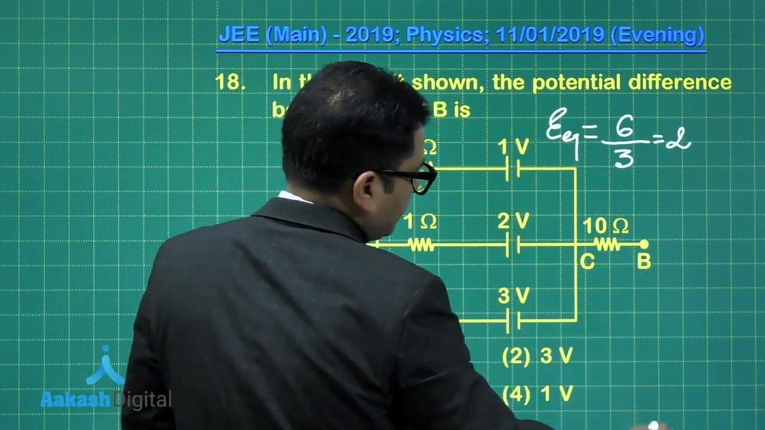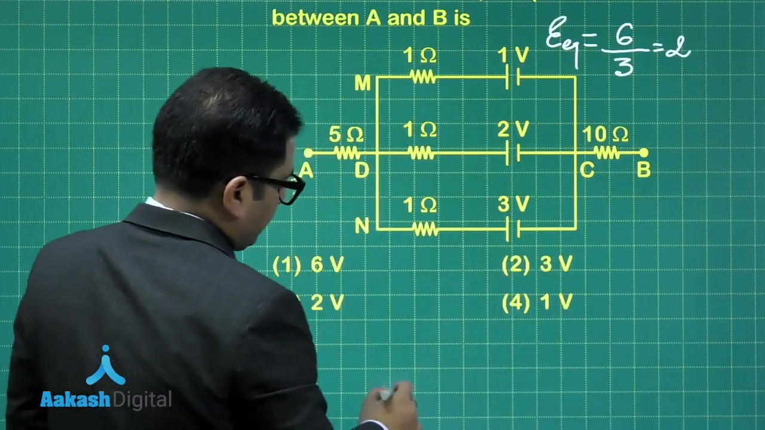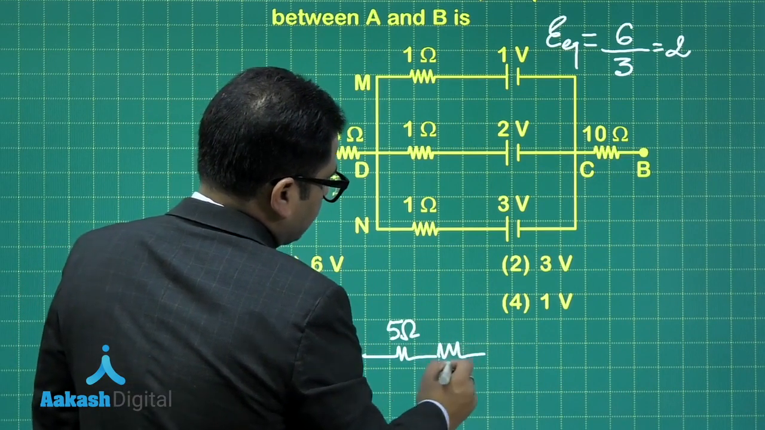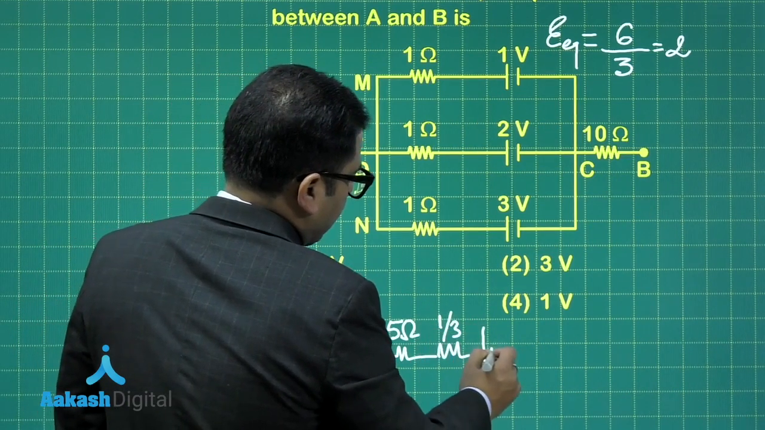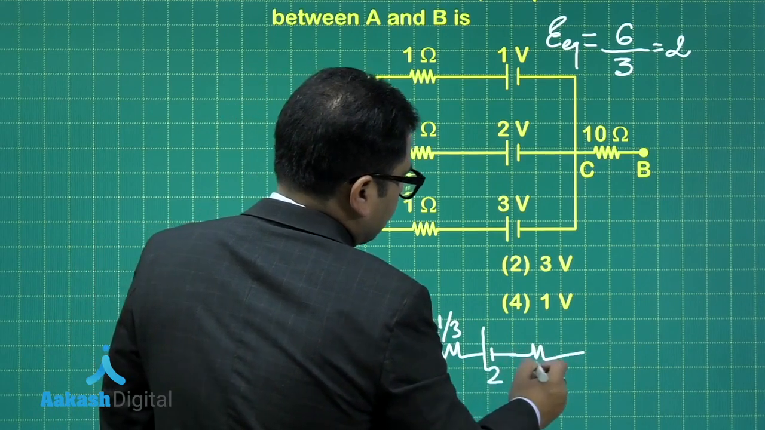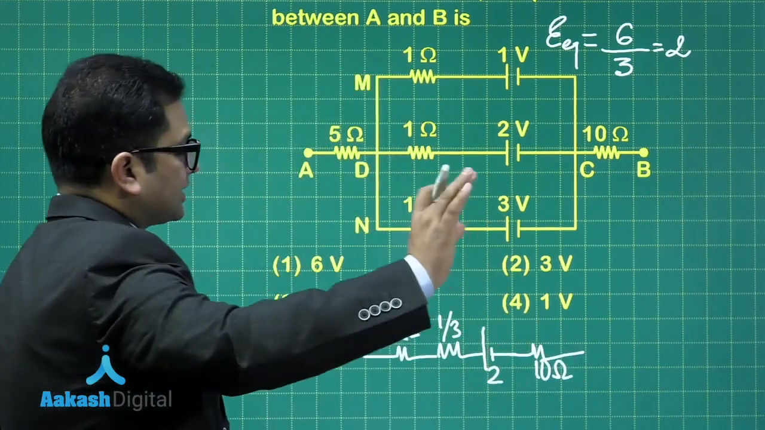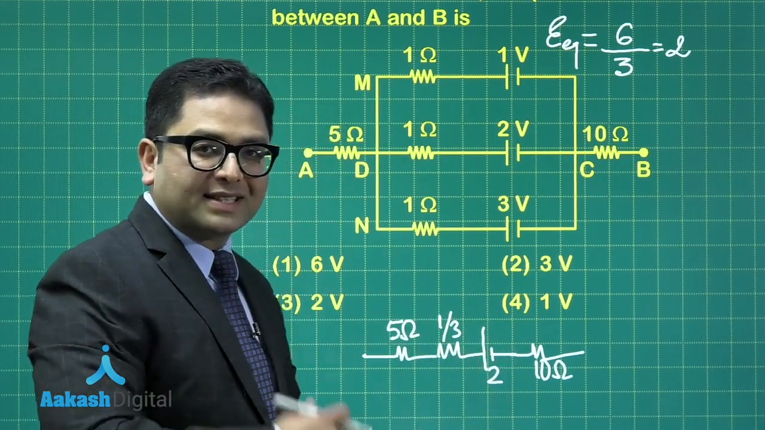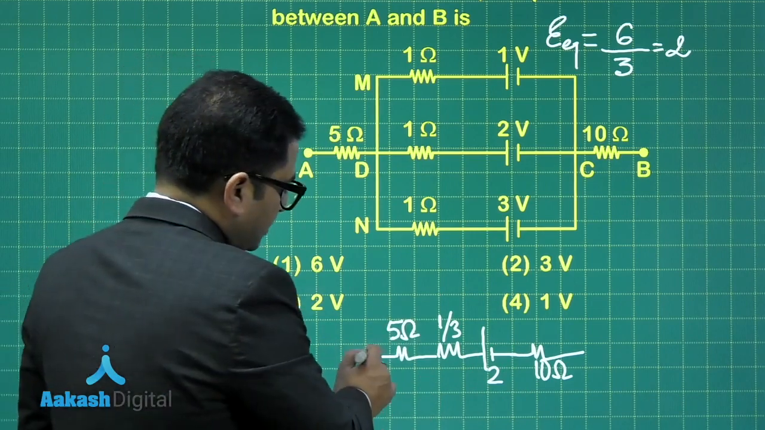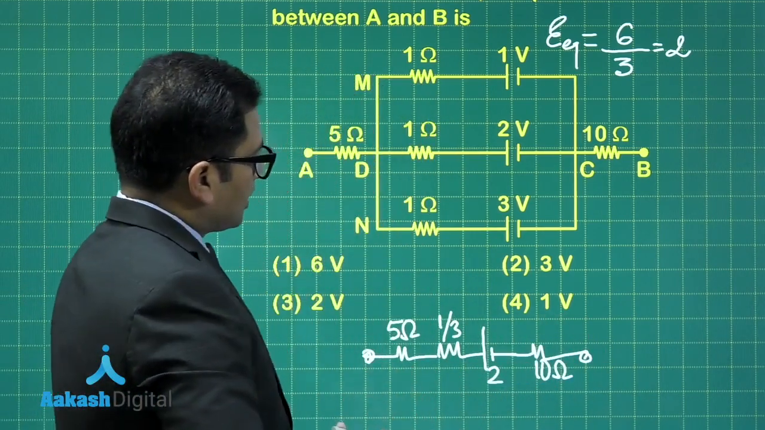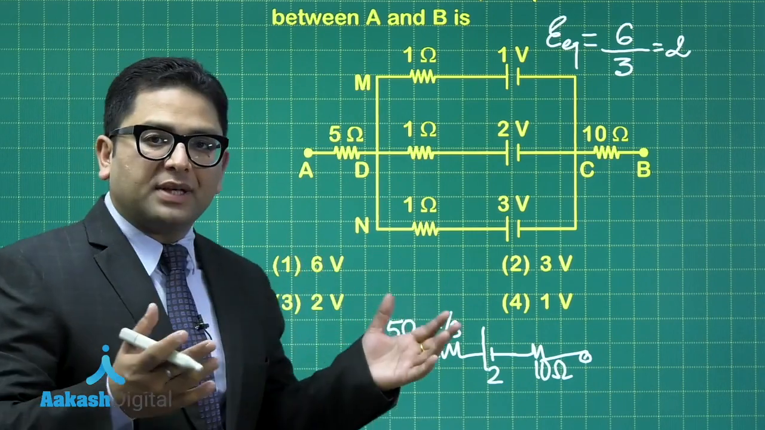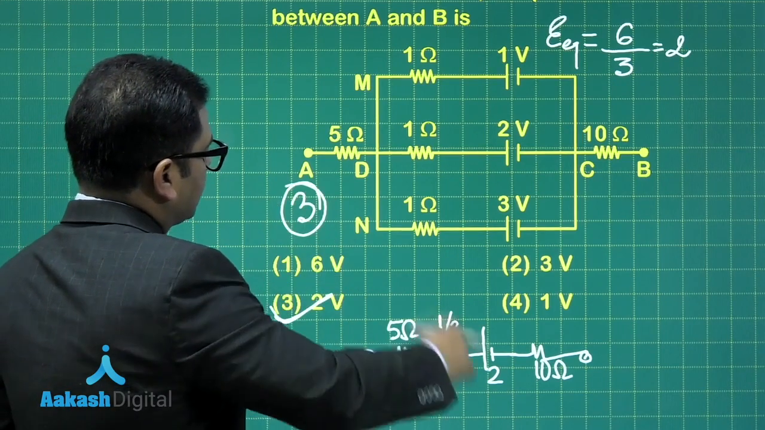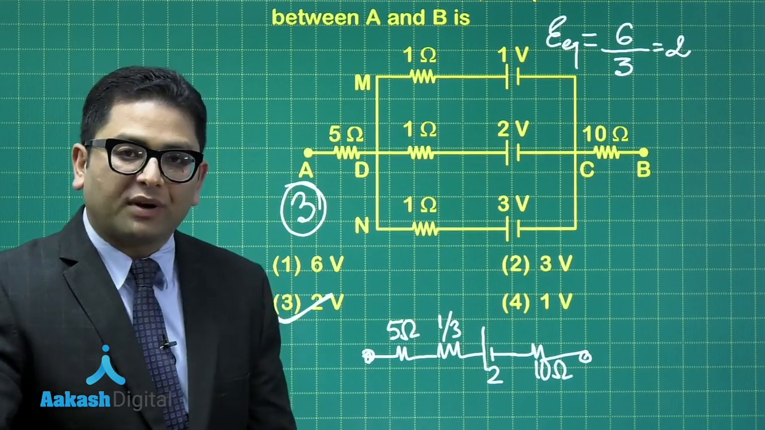So essentially this given circuit can be reduced in this given way. This is 5 ohm, this is 1 by 3 and 2 volt, and this is 10 ohm. And now you could see that the circuit is completely open. So the potential difference between these two terminals will stand out to be the same when you calculate the potential difference between these two. So 2 volt will be the potential difference between A and B. Therefore, option number 3 would be the correct option for question number 18. Time now, we move to question number 19.